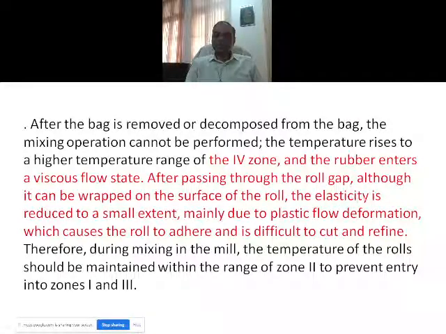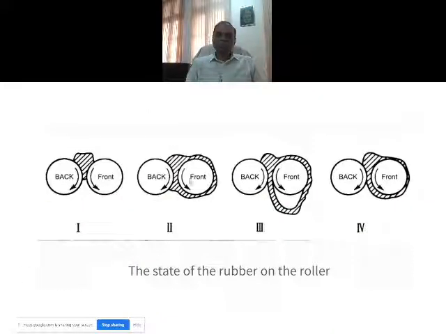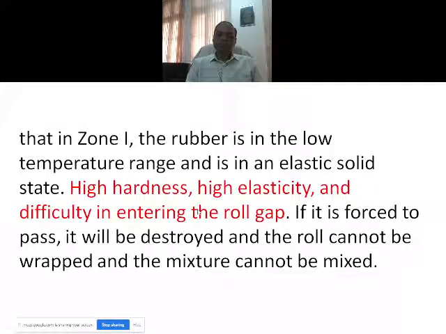Although it can be wrapped on the roll surface, the elasticity is reduced to a small extent, mainly due to plastic flow deformation, which causes the rubber to adhere to the roll and makes it difficult to cut and refine. Therefore, during mixing in the mill, the temperature of the roll should be maintained within the range of zone 2 to prevent entry into zone 1 or 3. Zone 2 is where you have a smooth, more elastic and tight band around the roll. Here also you have a band, but it is elastically less strong, with less tensile strength. And if it sticks too much, then you cannot mix. That is the four ranges of the mill.